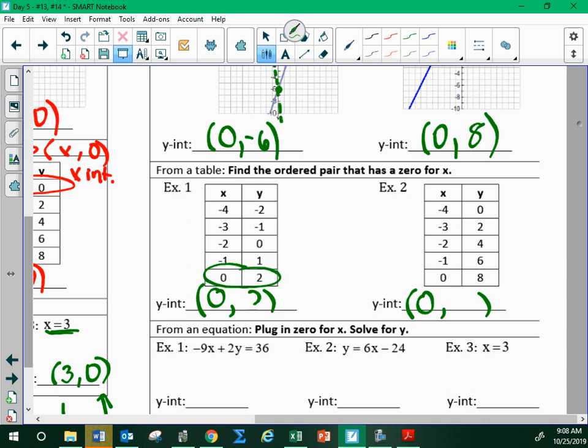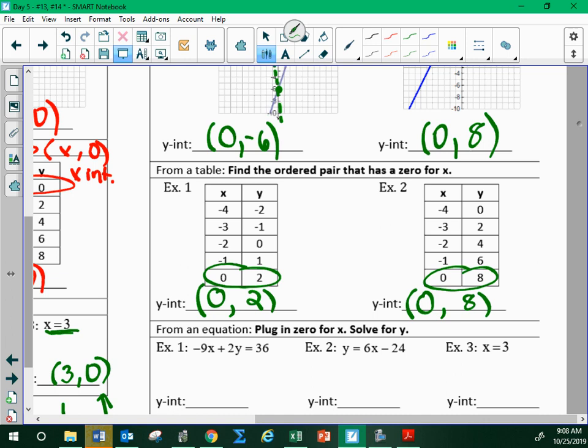Here you go. So I have a y value, but x is nothing. It's 0. Do we have questions on example 1 or 2 for students? Okay.